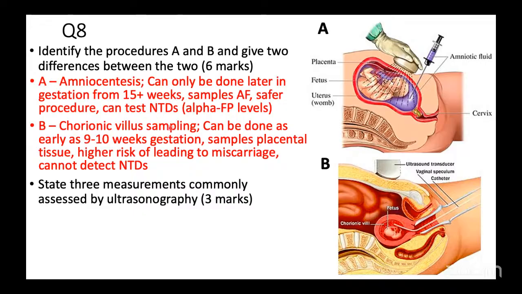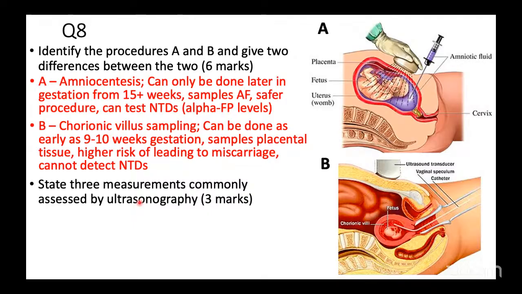Then B, chorionic villus sampling. This one is done much earlier, 9 to 10 weeks. It samples the placental tissue, and the con now is that it has a higher risk of miscarriage and infections, and then it cannot detect neural tube defects because you won't find alpha-fetoprotein within the chorionic villi.